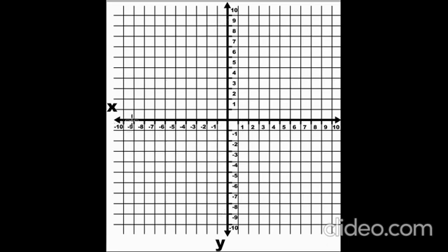Because of those two lines, we have four parts. This plane is divided into four, and we call each of them a quadrant. This is quadrant 1, quadrant 2, quadrant 3, and quadrant 4. Let's label them: quadrant 1, quadrant 2, quadrant 3, and quadrant 4.